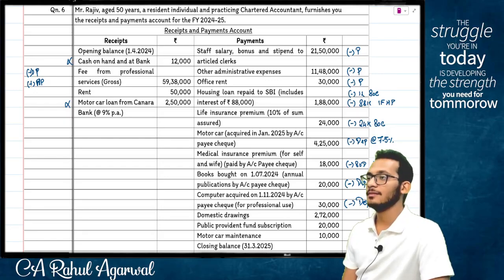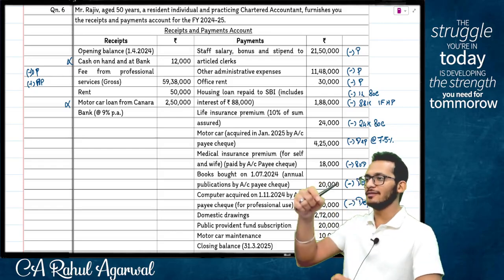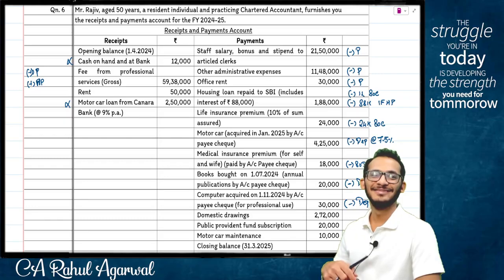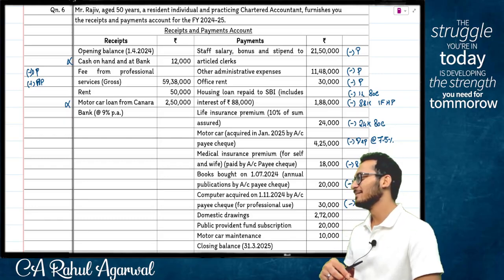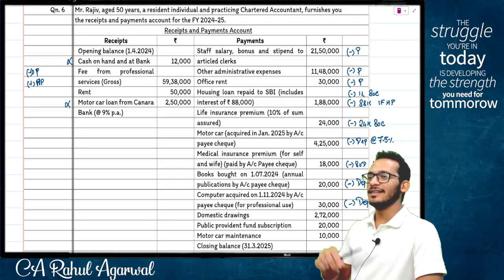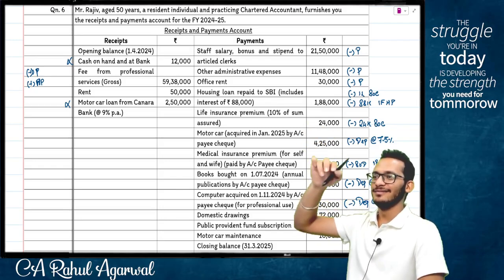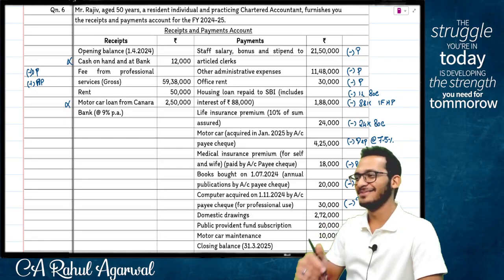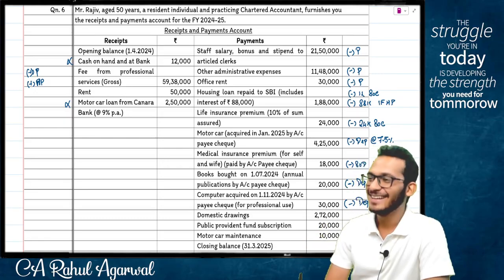Domestic drawings. Domestic drawings means, like on a canvas, you have drawn that Majnu's horse, and on top of it a donkey.